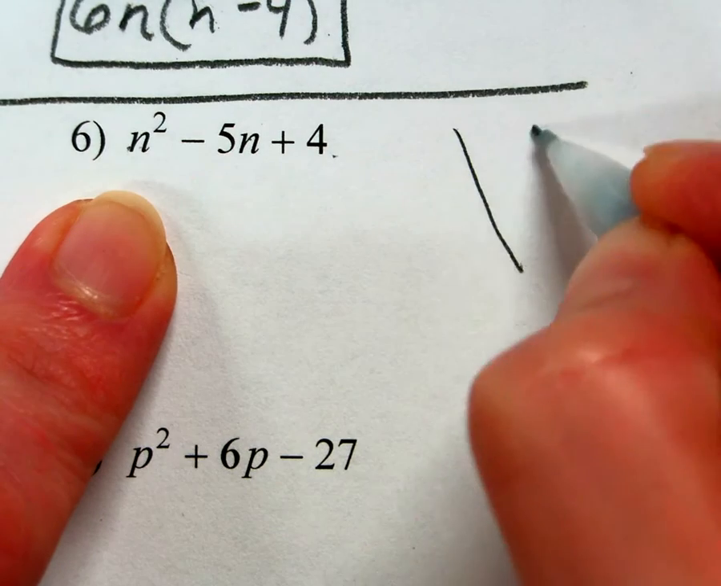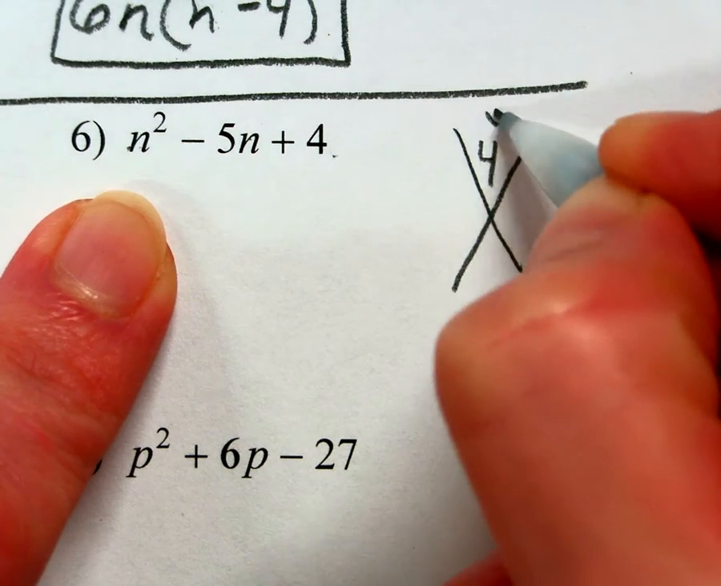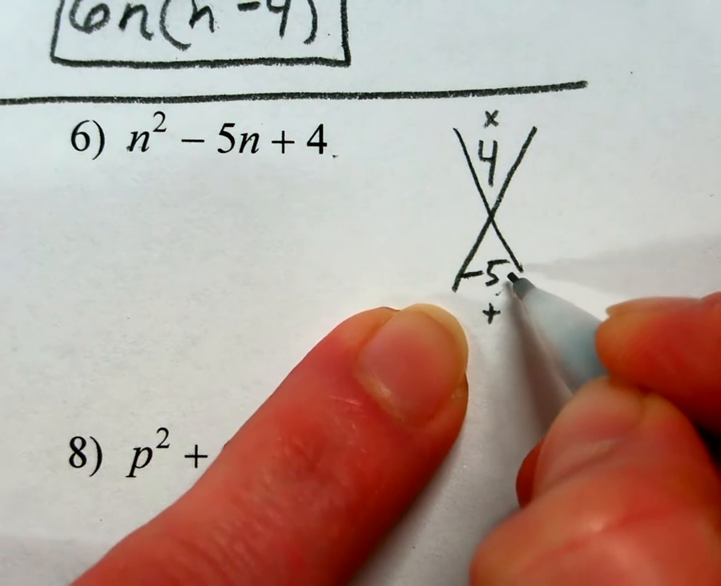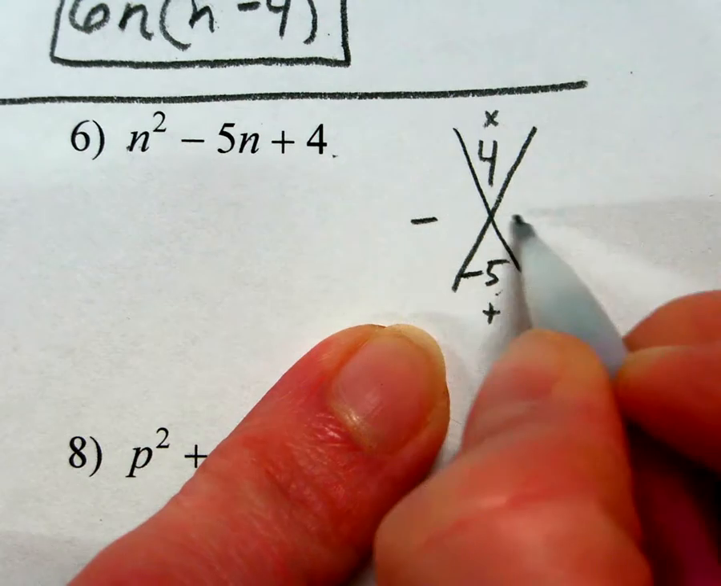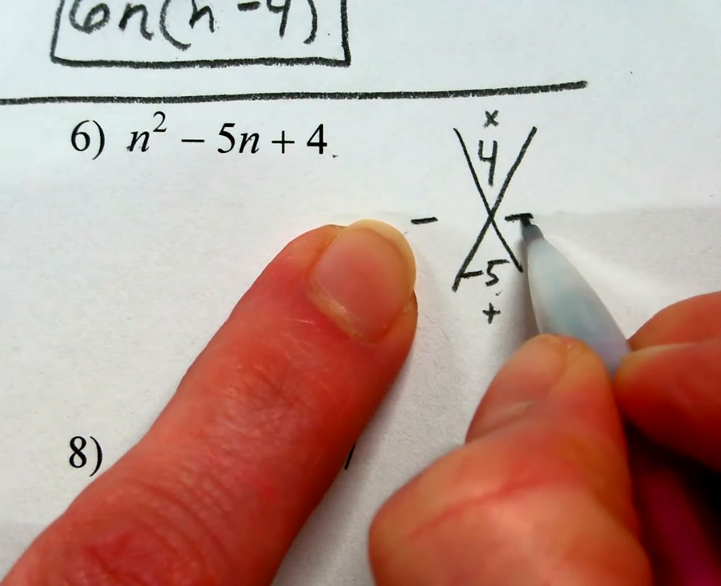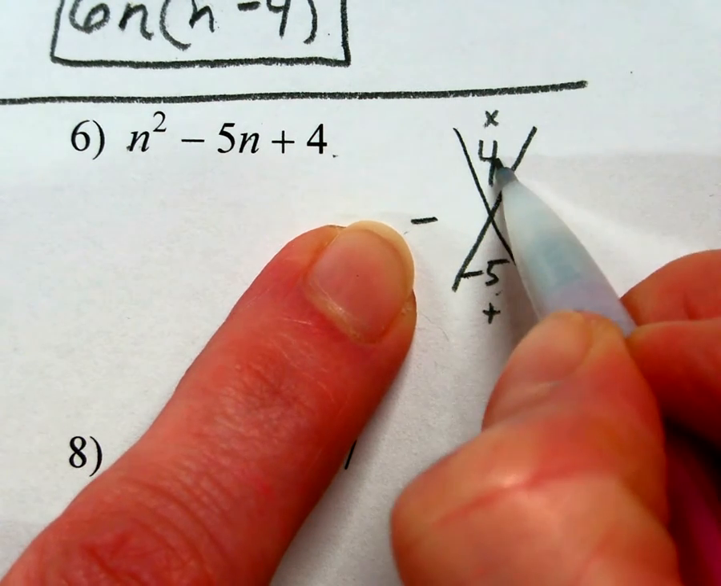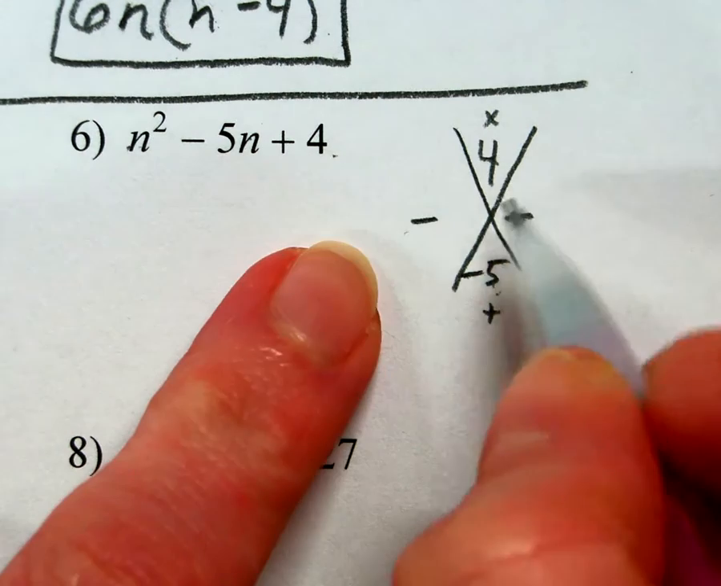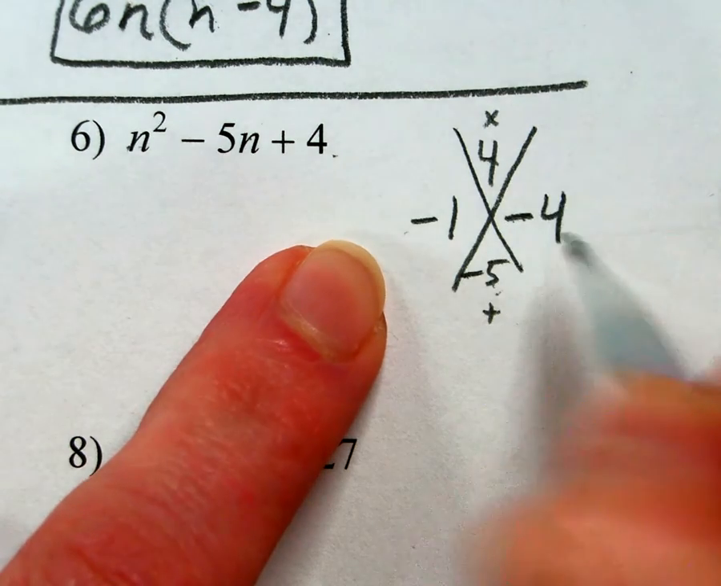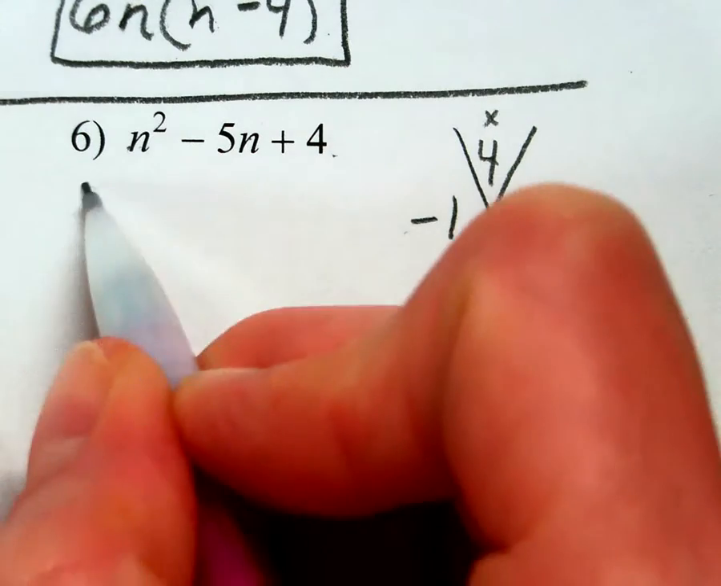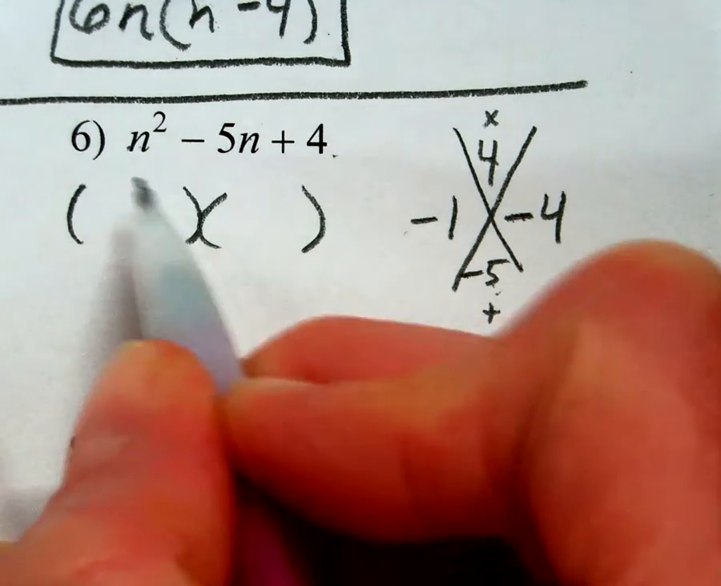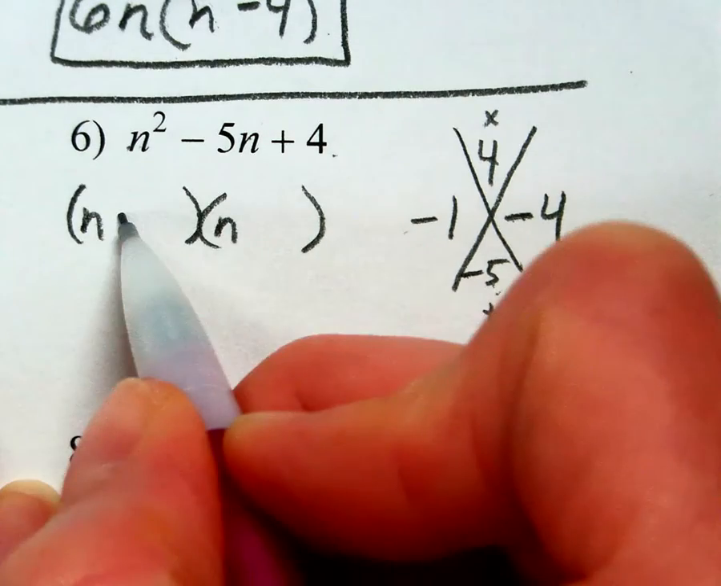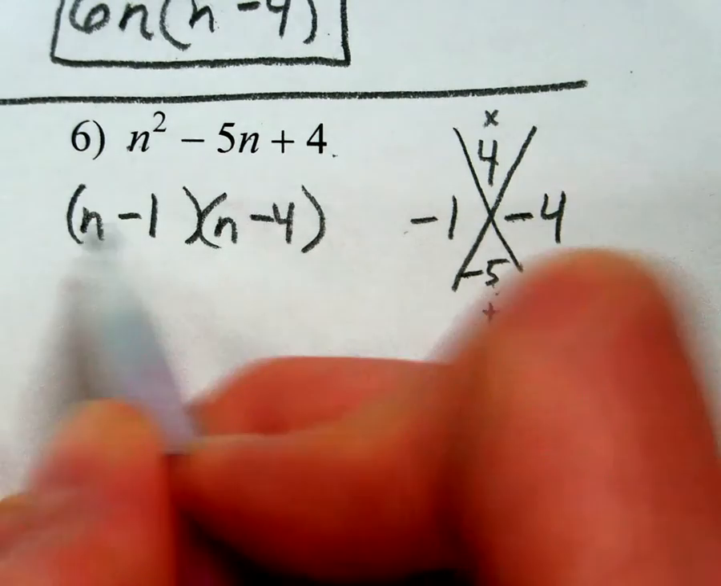So if we set up our puzzle, this time we're looking for numbers that multiply to make 4, that add to make negative 5. So I know that I'm dealing with a negative and a negative, because when I multiply them, those negatives would cancel to give you a positive 4, and when I add them, I'm getting negative 5. And the numbers that would make that work would be negative 1 and negative 4. So when I set up my two sets of parentheses, my variable's n, so make sure that I'm putting n's in there, and then I have minus 1 and minus 4.